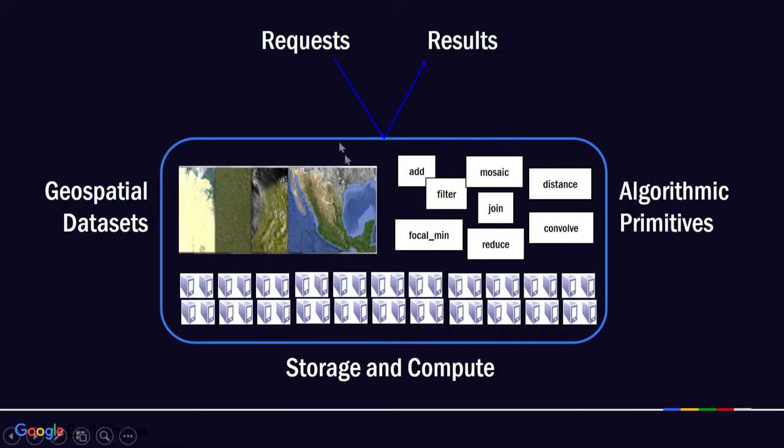So you just need to request the data using some primitives, and the data actually resides on the Google Cloud. It will fetch the data from the different servers, and then you can ask for applying some algorithmic primitives on that data, and ultimately it returns you the result, which you can visualize on your browser.